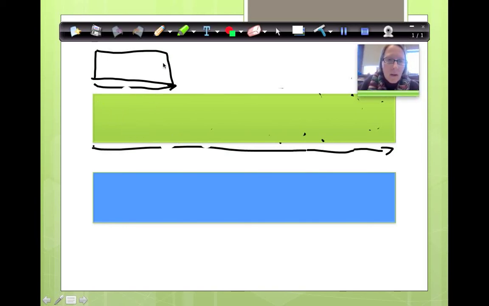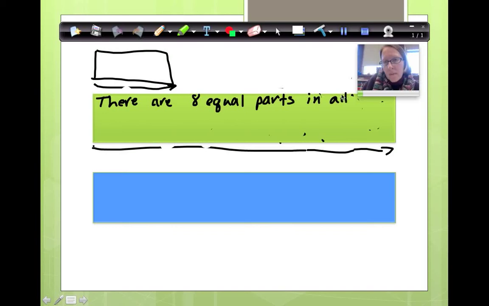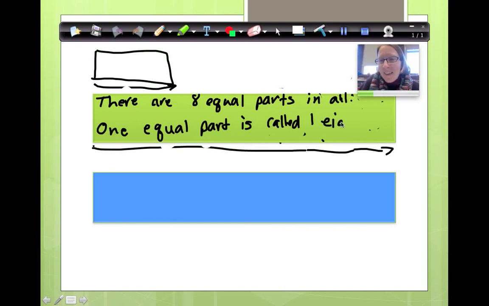Okay, here we go. On the back, there are 8 equal parts in all. One equal part is called 1/8. Alright? Period. Good. Now, take another fraction strip.